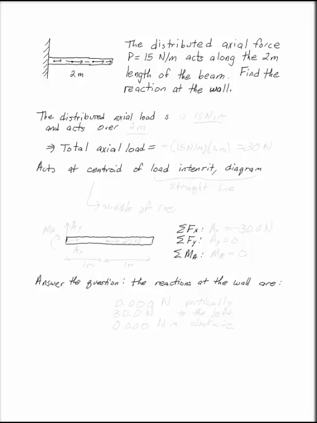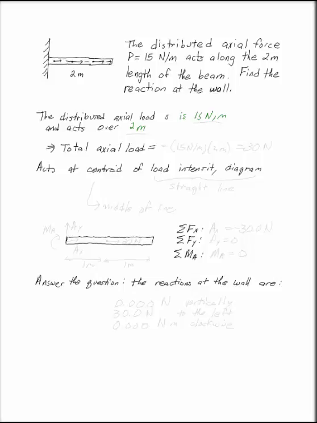The axial force of P is 15 newtons per meter and acts along the 2 meter length of the beam. We want to know what the reactions are at the wall. Let's talk about this distributed load. The distributed axial load is still 15 newtons per meter and it acts over the 2 meter length.